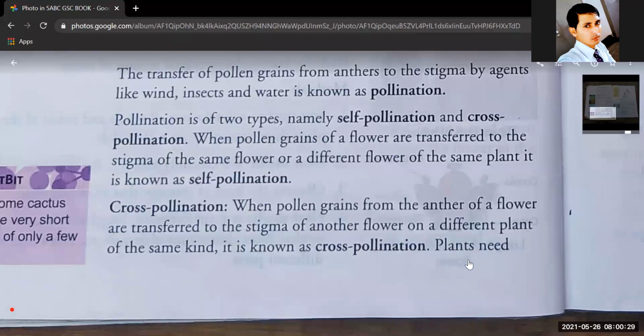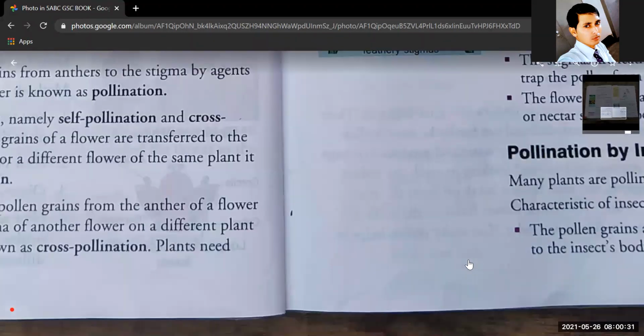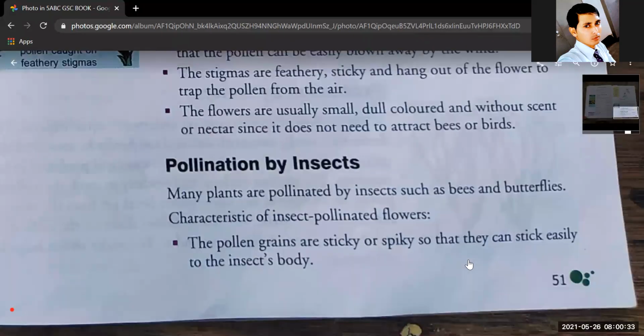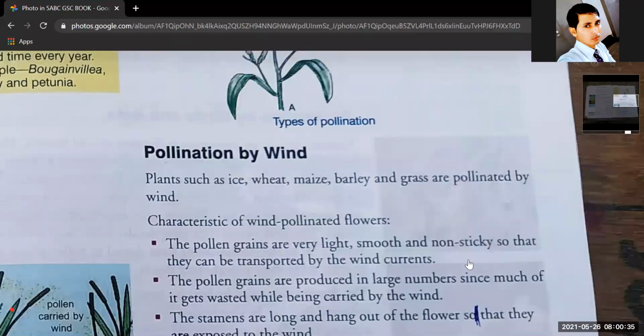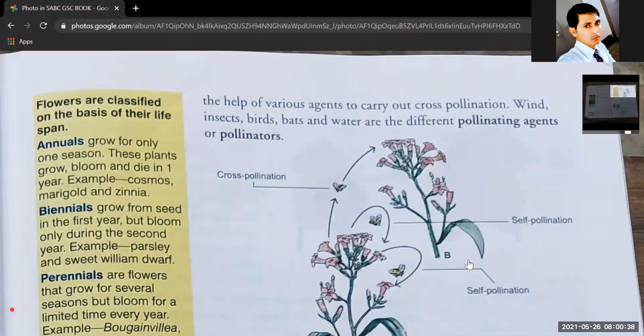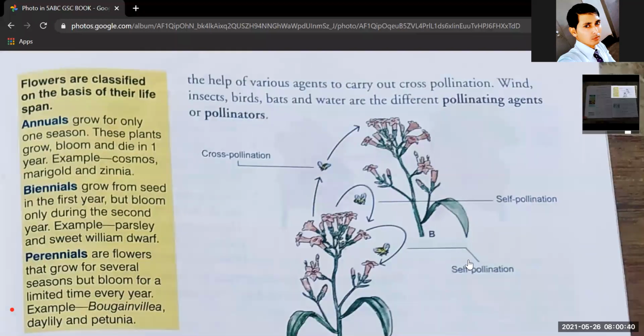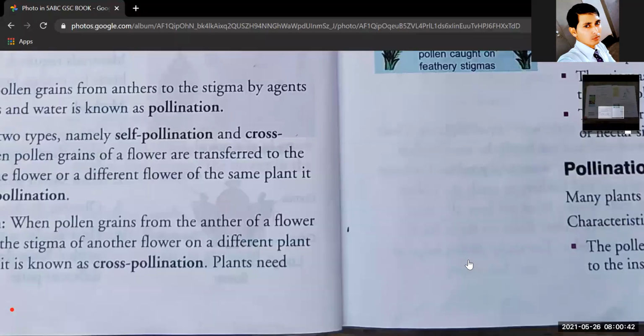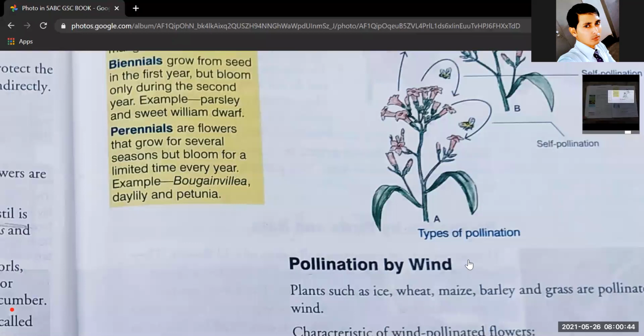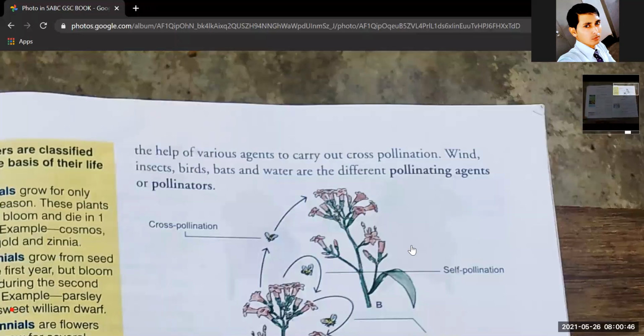Now come to page number 51. What was written here? Plants need the help of various agents to carry out cross-pollination. Wind, insects, birds, bats, and water are the different pollinating agents or pollinators.